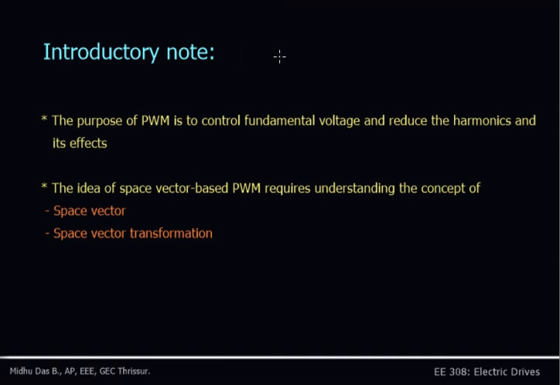You are familiar with the sine triangle PWM technique, where you have three modulating signals, one for each phase, which are phase shifted by 120 degrees. These modulating signals are compared with triangular waves, which are the carrier signals, to produce the PWM signals which are given as input to the inverter to switch the inverter and to generate the required fundamental voltage at the output of the inverter.